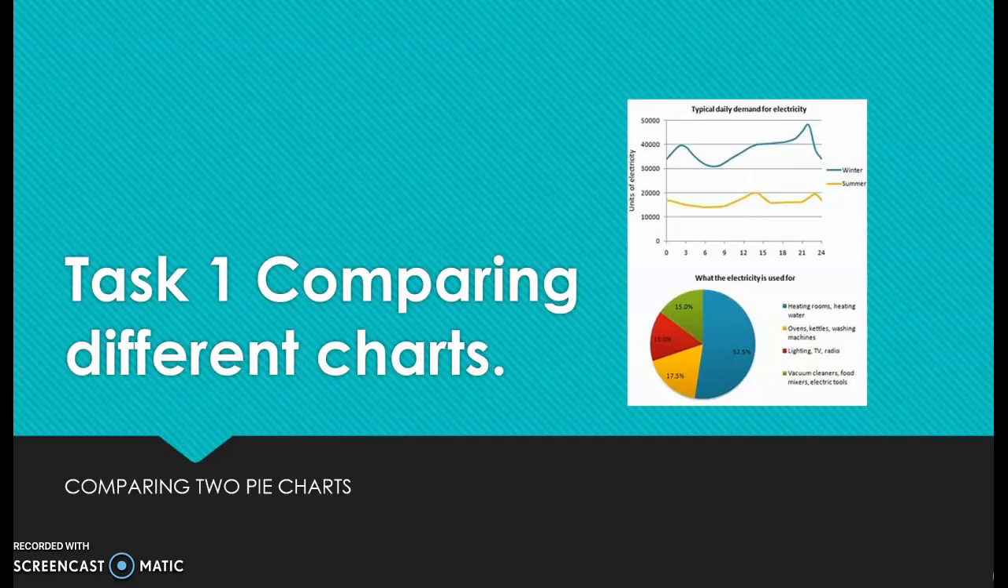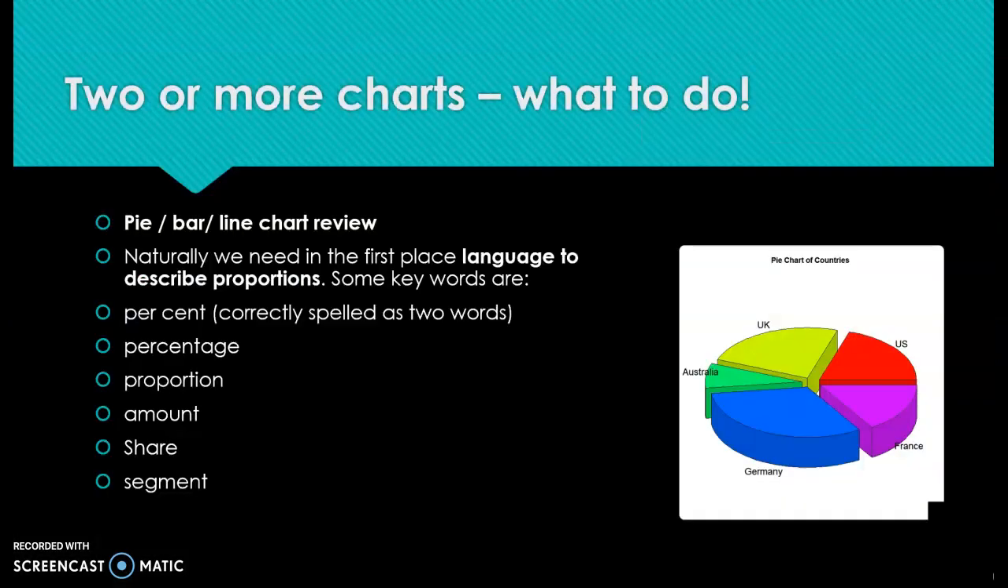Hi IELTS students, in this video we are going to look at comparing different charts. So this is the writing paper, this is task 1. This is what to do if you have not just one picture but two pictures or even more. So what to do? You may have a pie chart, a bar chart, a line graph or a table.